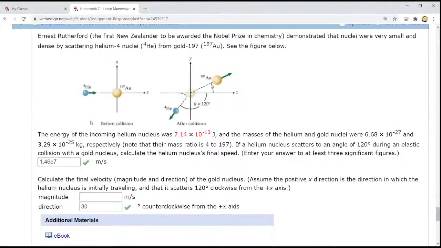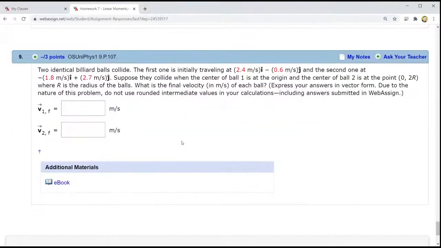I posted a tutorial on this problem that should get you through. This is the one I want to talk about right here. Two identical billiard balls collide. The first one is initially traveling at 2.4 meters per second in the x direction and 0.6 meters per second in the negative y direction. The second one is traveling at negative 1.8 meters per second in the x direction and 2.7 meters per second in the positive y direction. They're billiard balls, so the assumption is they collide elastically.